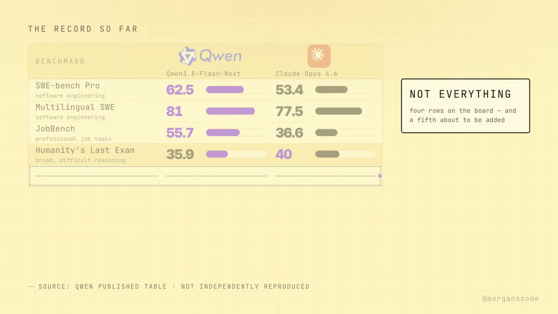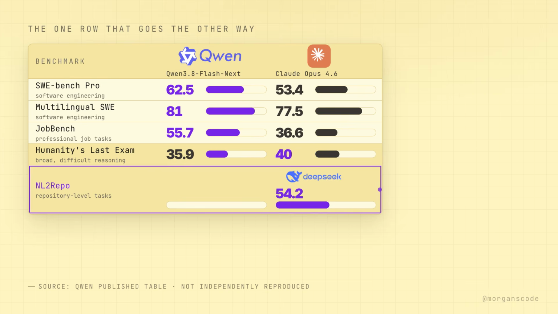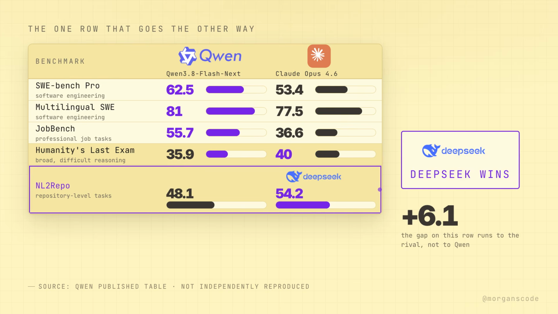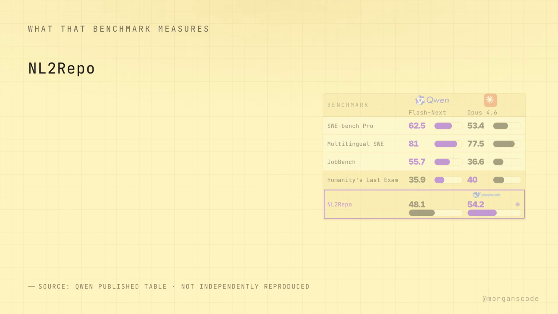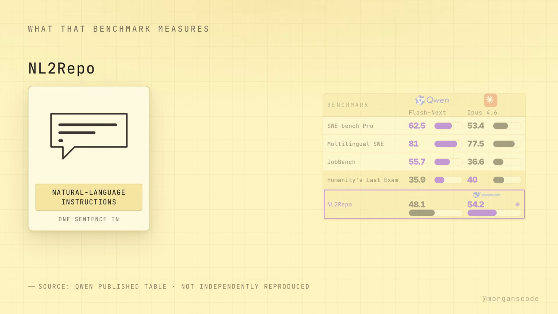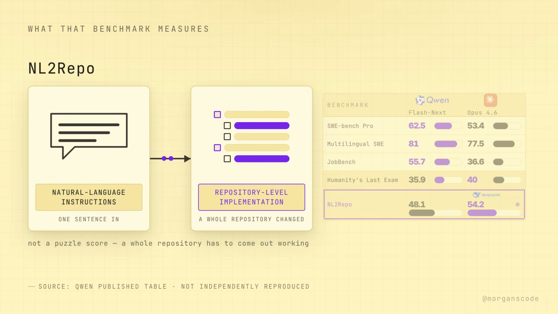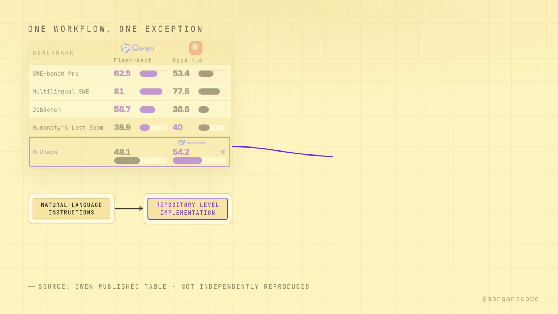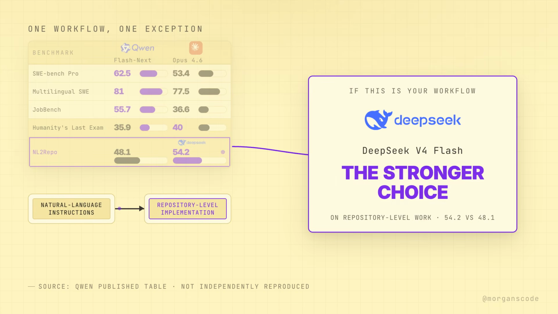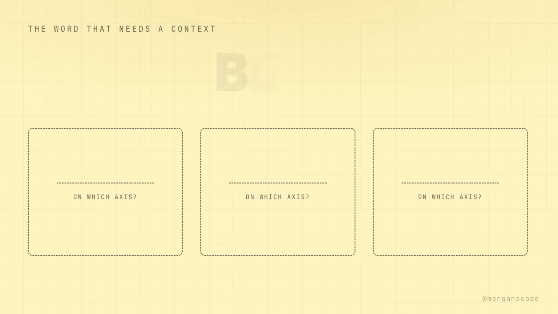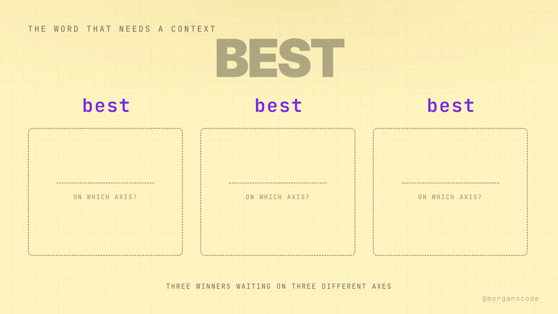FlashNext does not win everything. On NL2 Repo, DeepSeek v4 Flash scores 54.2%, while Qwen reaches 48.1%. That benchmark focuses on turning natural language instructions into repository-level implementations. If that is your primary workflow, DeepSeek may remain the stronger choice. This is why the word best requires context.